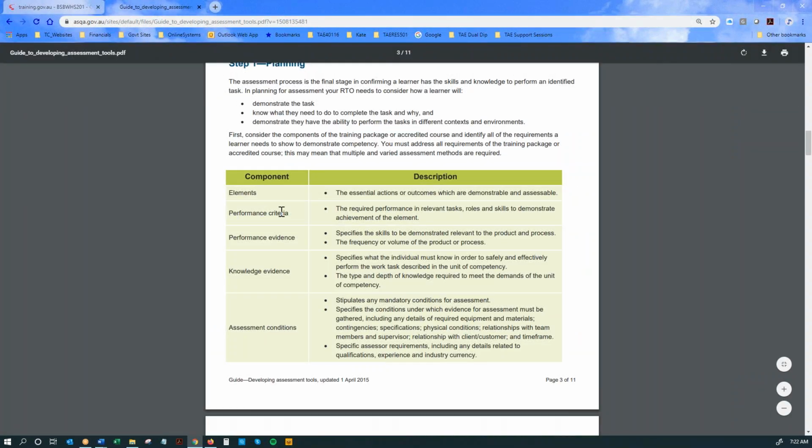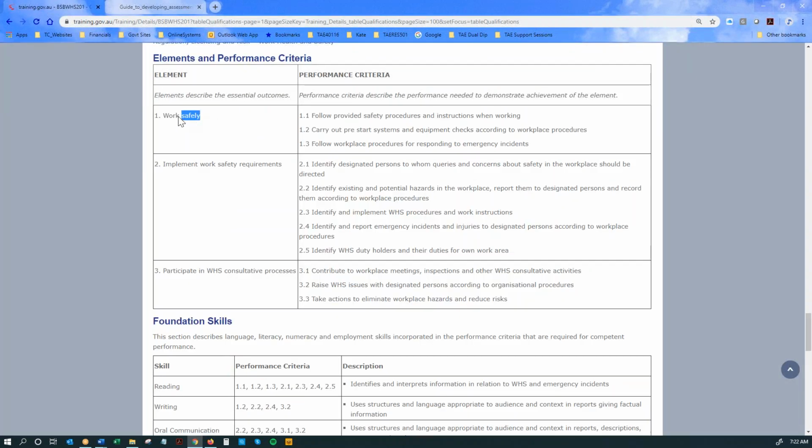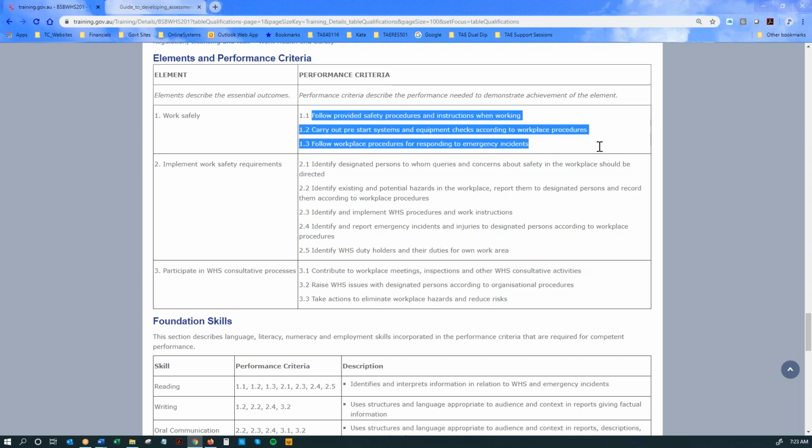The second component is our performance criteria. Whilst the elements are the little outcomes, so that's the end game that we're aiming for, being able to work safely and implement work safety requirements and participate in consultative processes, these performance criteria break it down into expectations or criteria that you would need to see and observe through your assessment process. So this is like the more minute detail of what the expectations are.